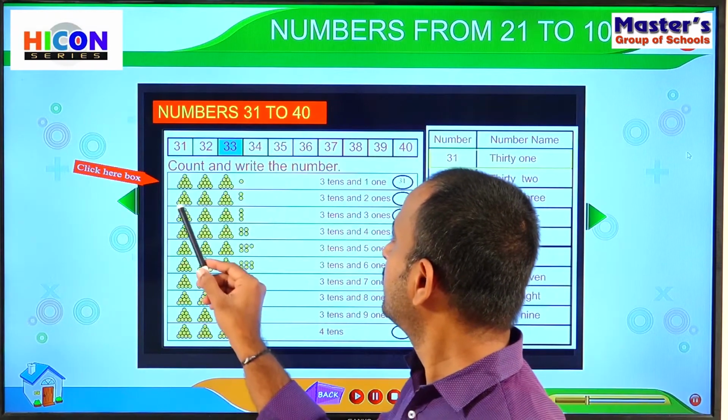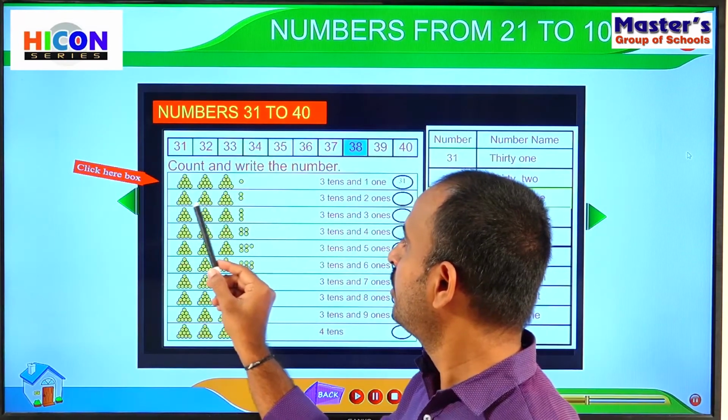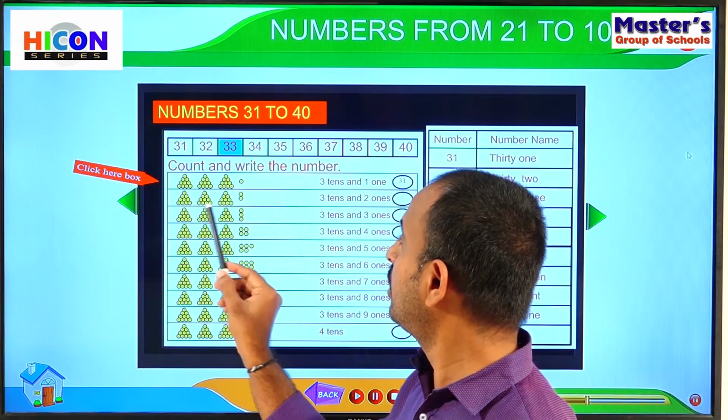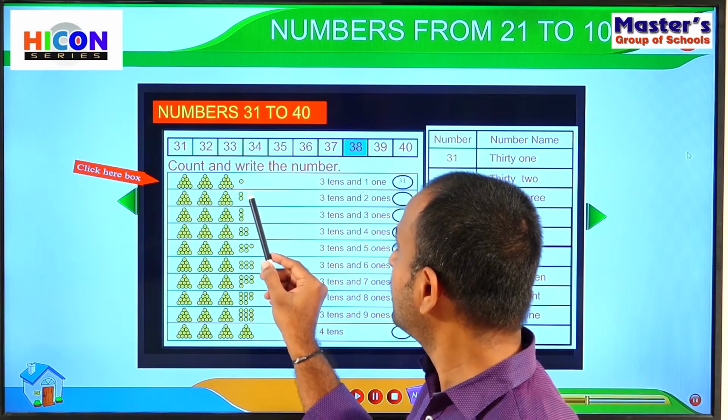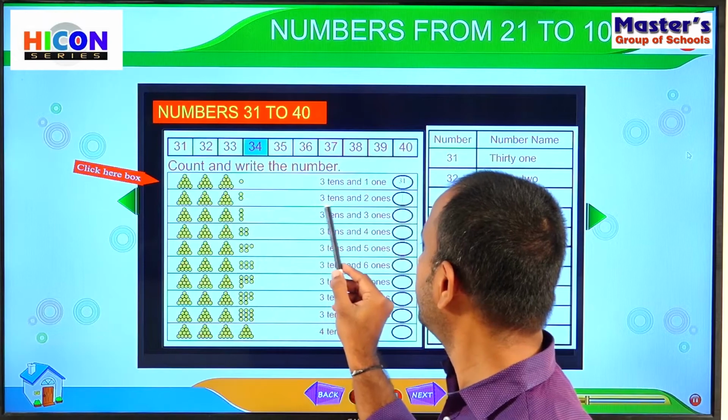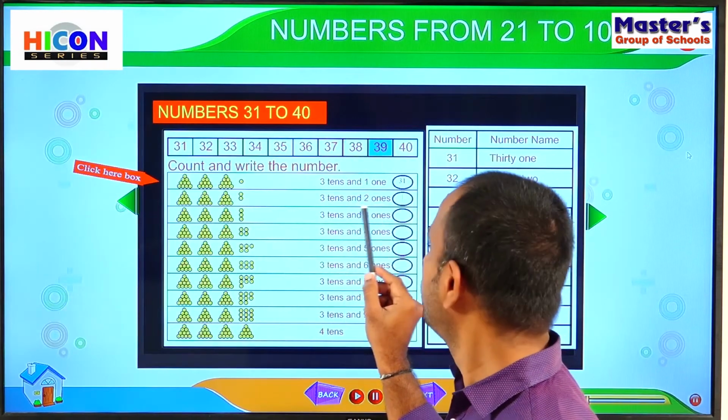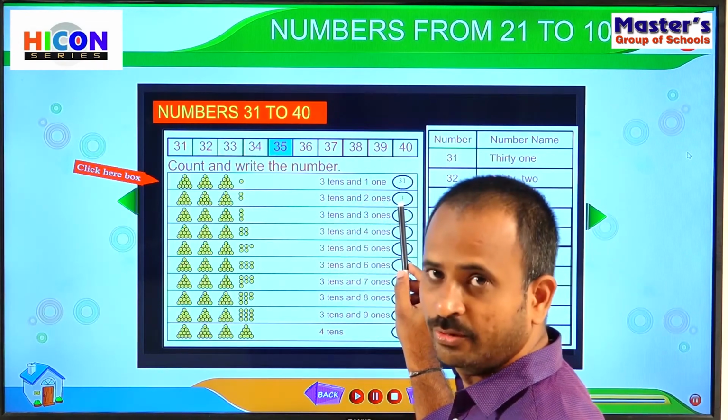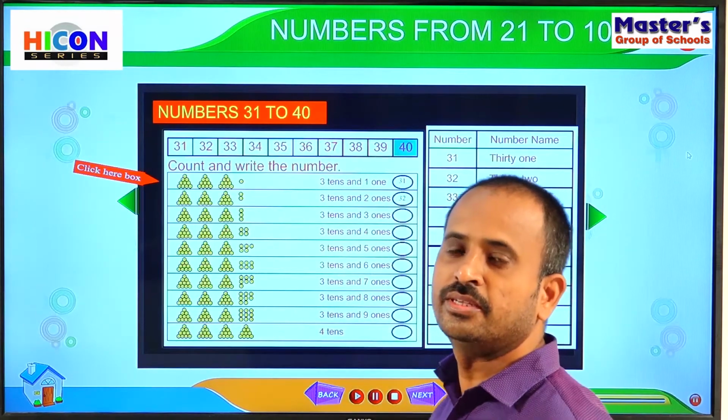Next, see the second row. How many tens are there? 1, 2, 3. So there are 3 tens. How many ones are there? 1, 2. So 3 tens and 2 ones together make 32. So write 32 in this circle.